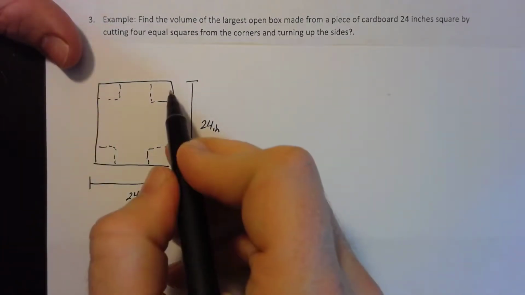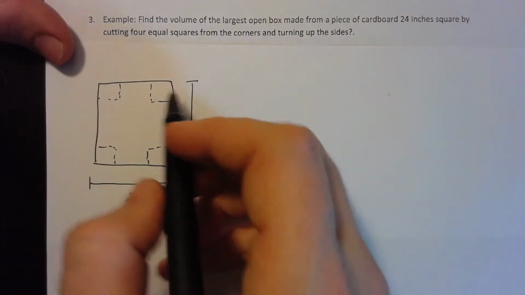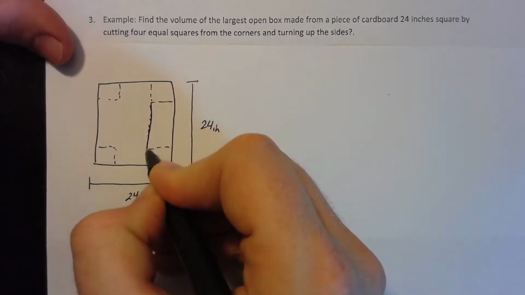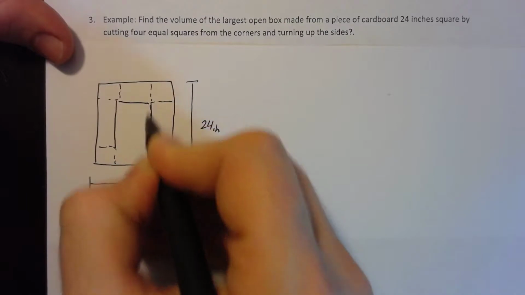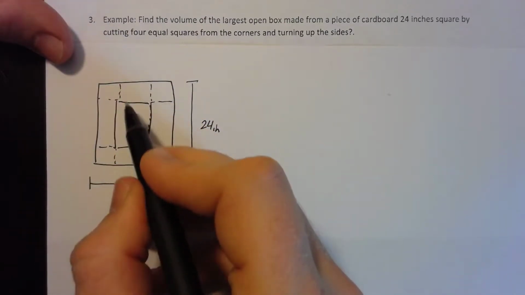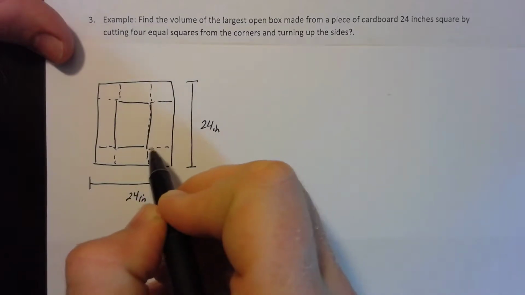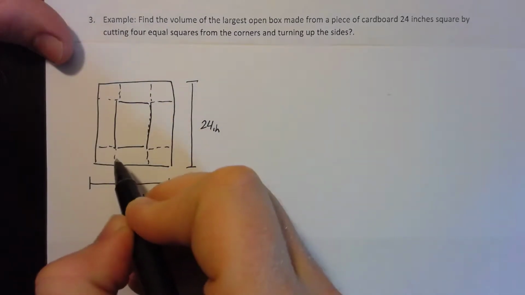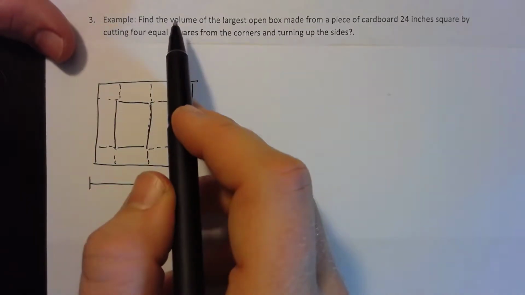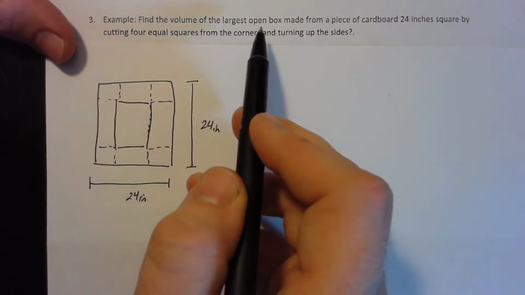Those 4 equal corners will be cut out in such a way so that I can turn these sides up and fold along those solid lines, and you'll notice that this piece will come up, this piece will come up, this piece will come up, this piece will come up, and they'll connect at these edges here, and those pieces will be thrown out. So the question is: find the volume of the largest open box made.